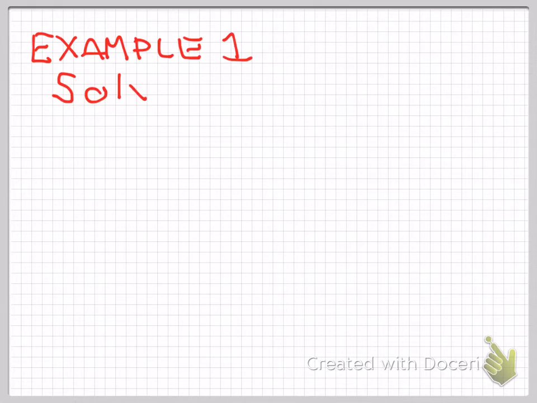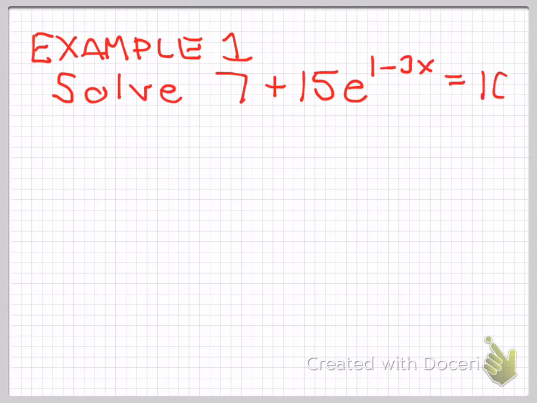So in our first example, we're going to see a variable trapped up in the exponent. We'll see e floating around as well. What we like to do first is do some algebraic housekeeping. We're going to move the 7 to the other side by subtracting it. Divide both sides by 15. We have e to the 1 minus 3x power equals 1/5.